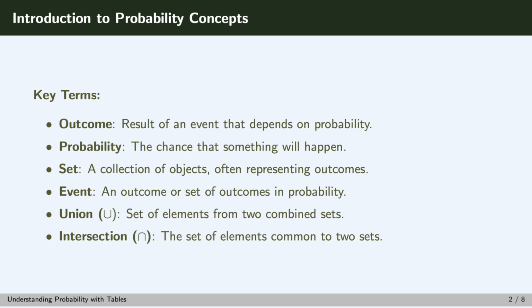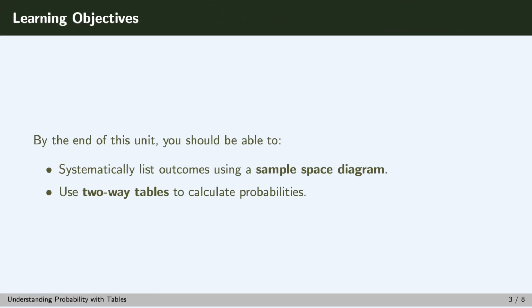When we take the union of two sets, we combine all their outcomes. When we take the intersection, we're only looking at what they have in common. Now that we've got some basics down, let's move on to our first big concept, the sample space diagram or two-way table. Go ahead and turn to the next slide when you're ready.